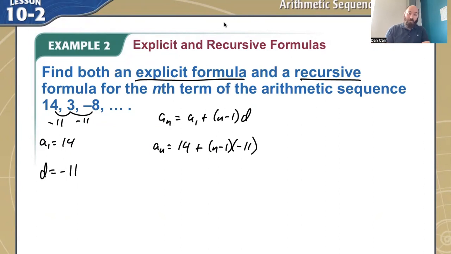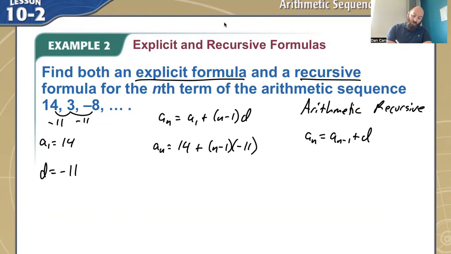The recursive formula is going to be, if you remember from before, recursive means we're going to refer to previous terms in the sequence. So every arithmetic sequence, when it's written as a recursive relationship, is going to look like this. Since we are only taking the previous term and adding or subtracting a common difference, any term in the sequence is equal to the previous term plus the common difference. That's it. But we also want to make sure we state what the first term is.